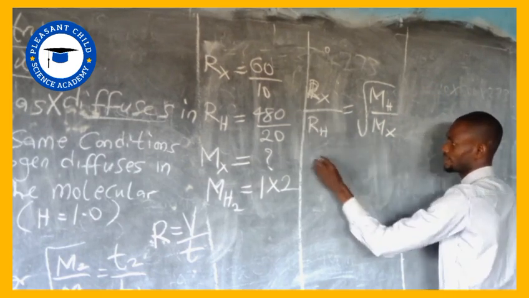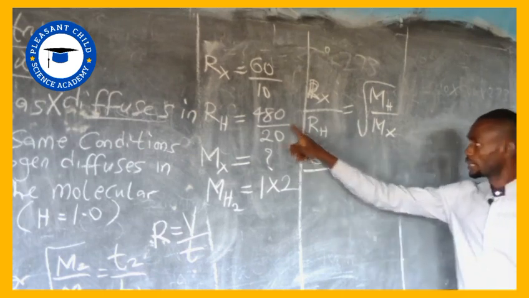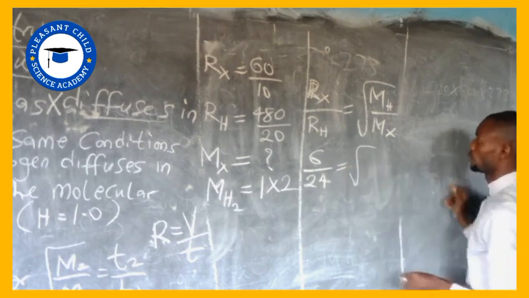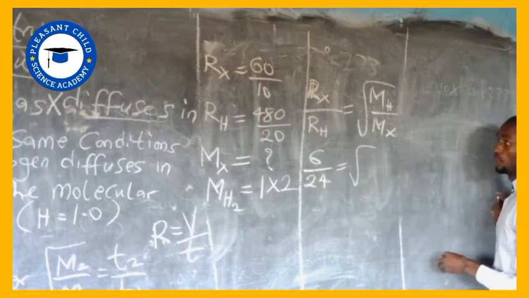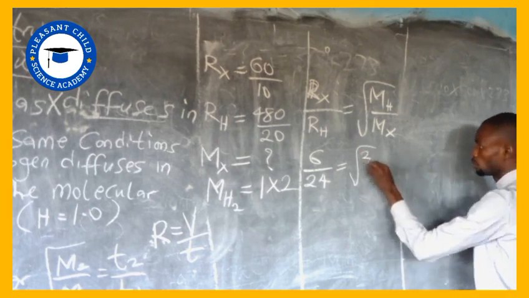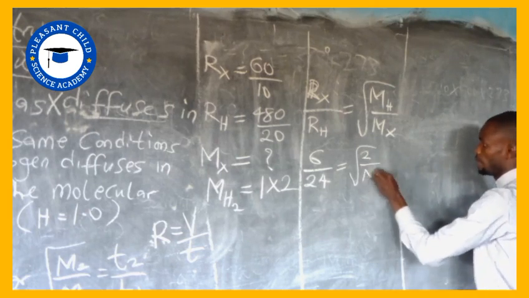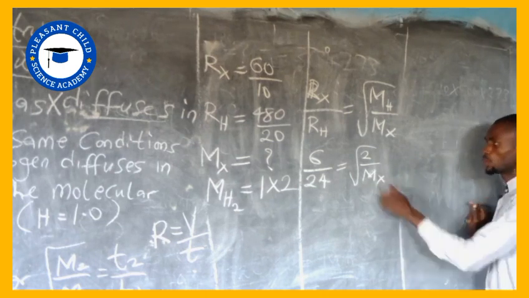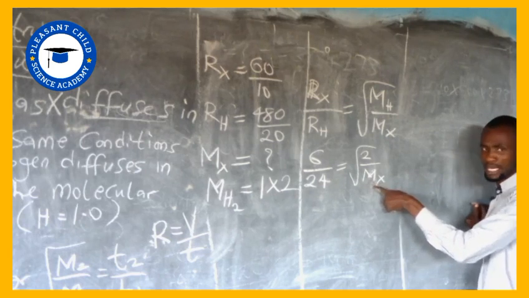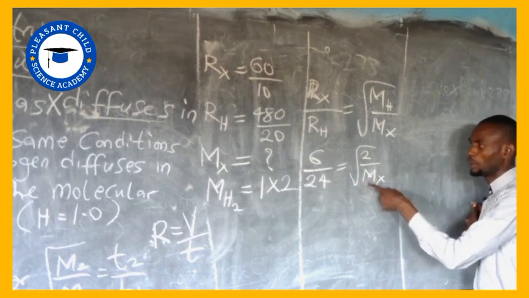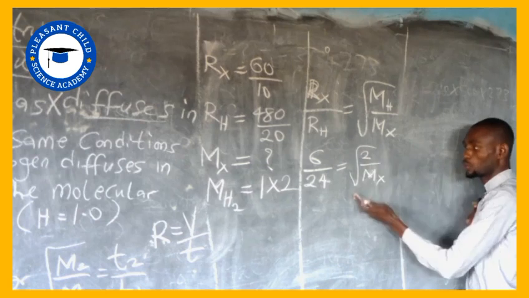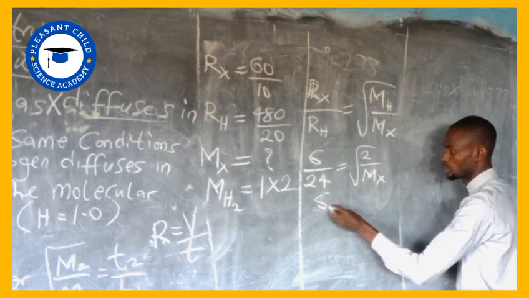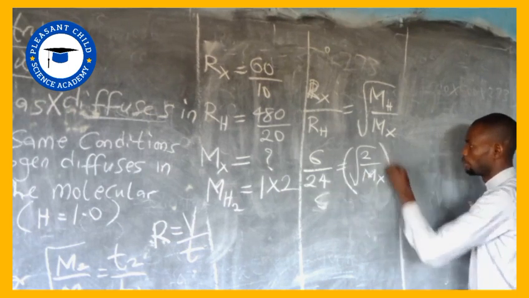Now, rate of X is 6 divided by rate of hydrogen. Rate of hydrogen is 24. This is equal to square root of the molar mass of hydrogen, which is 2, divided by molar mass of gas X. We don't know it. So what we want to do now is to make Mx the subject of the formula. And what do we do first? We are going to remove this banner, which is the square root. And what are we going to do? We square both sides.